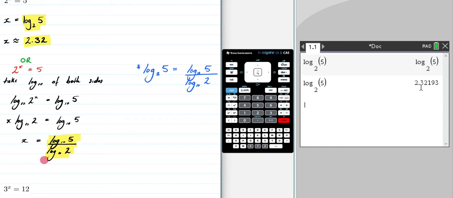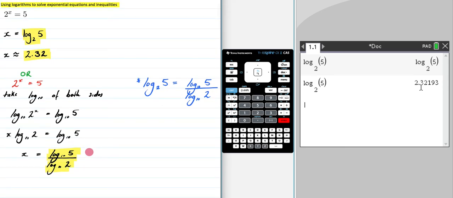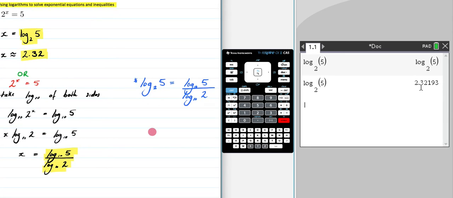If you go back to a certain page in your booklet, if I can tell you what that page is, give me a second. It is page 6 in your booklet. You're going to see this as one of the laws of logarithms. Your textbook doesn't touch on it that much, so that's why we're not going into too much detail about it, but now you've seen it, so that's really good. So that just proves what we're doing.